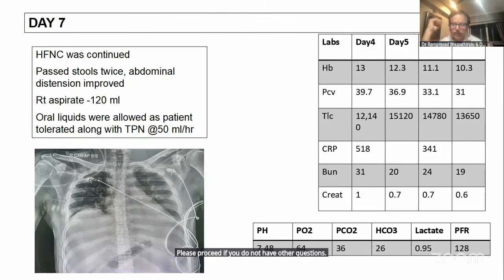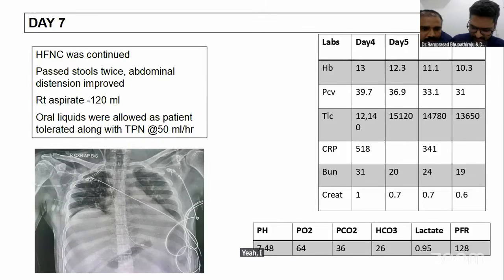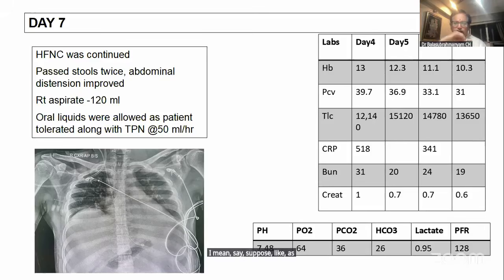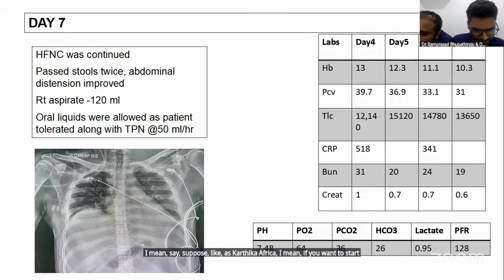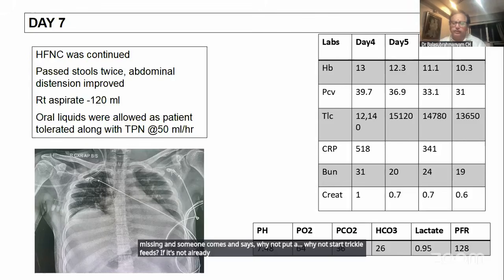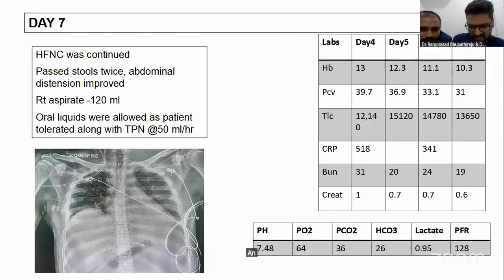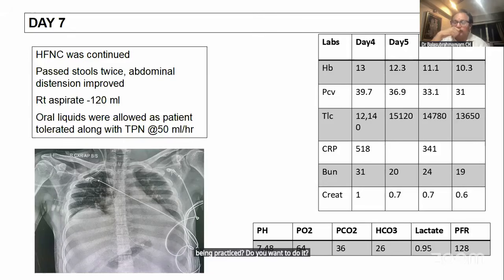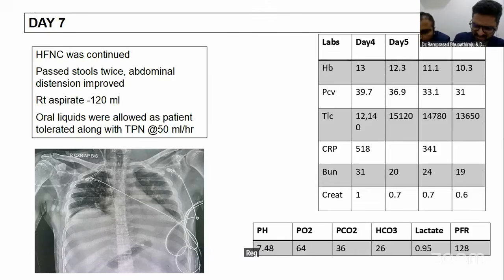Yes. Suppose, as Karthik asked, if you want to start feeds, and someone comes and says, why not start trickle feeds, why not put a post-pyloric nasojejunal feed? Is there any difference? Is it still being practiced? What's the present consensus regarding nasojejunal feeds, sir?